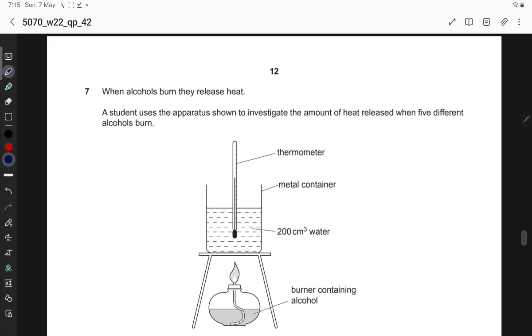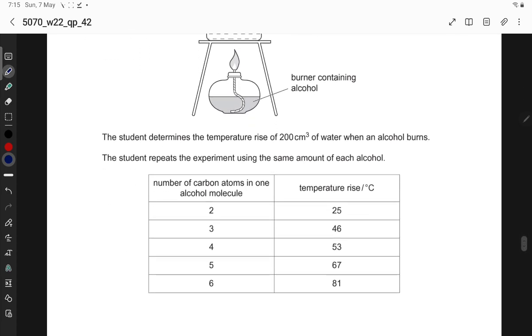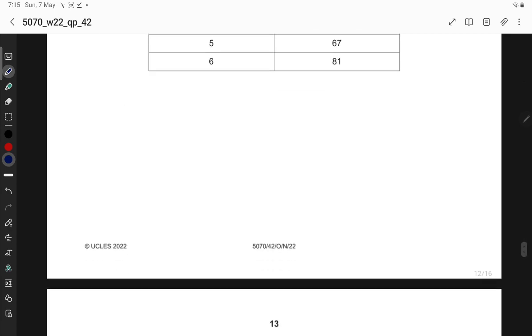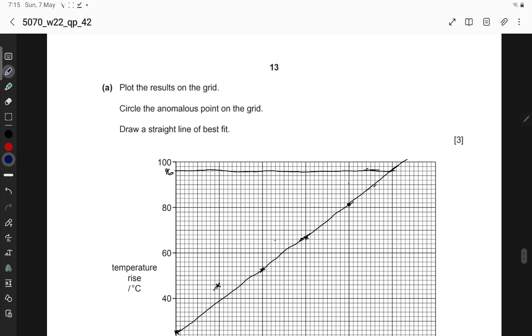When alcohols burn, they release heat. Question number 7. A student uses the apparatus shown to investigate the amount of heat released when 5 different alcohols burn. The student determines the temperature rise of 200 centimeter cube of water when an alcohol burns. The student repeats the experiment using the same amount of each alcohol. Number of carbon atoms in the alcohol, temperature rise. I have drawn this graph earlier to save time.